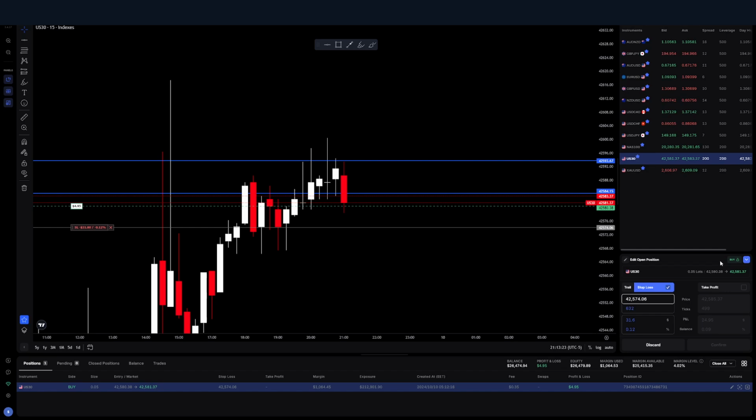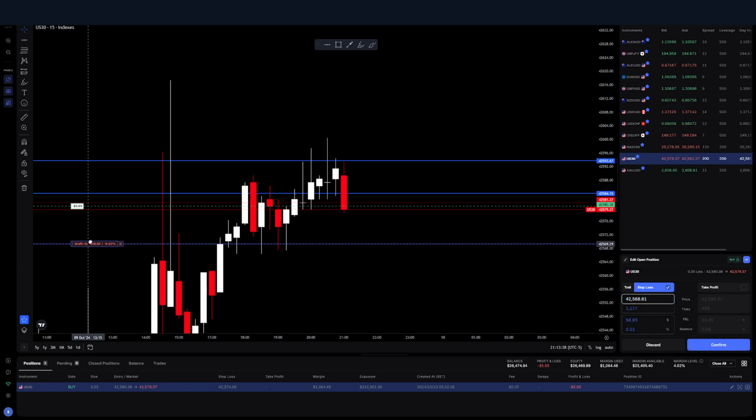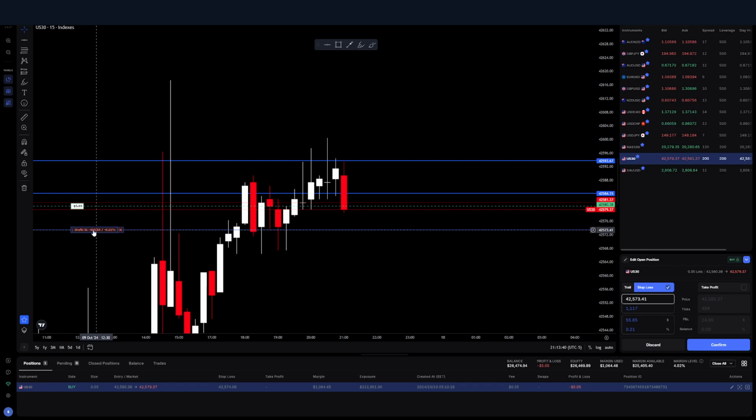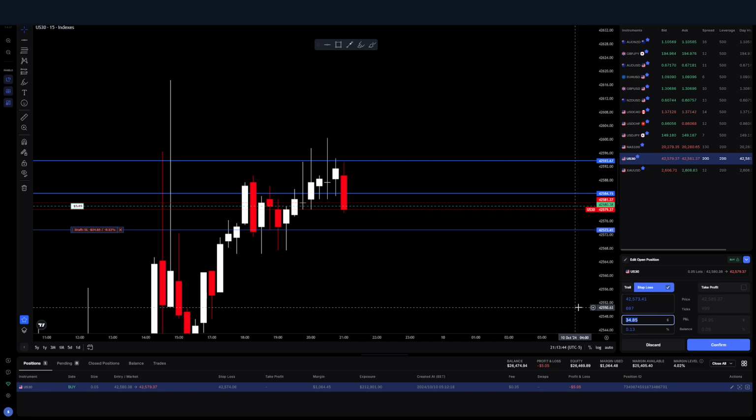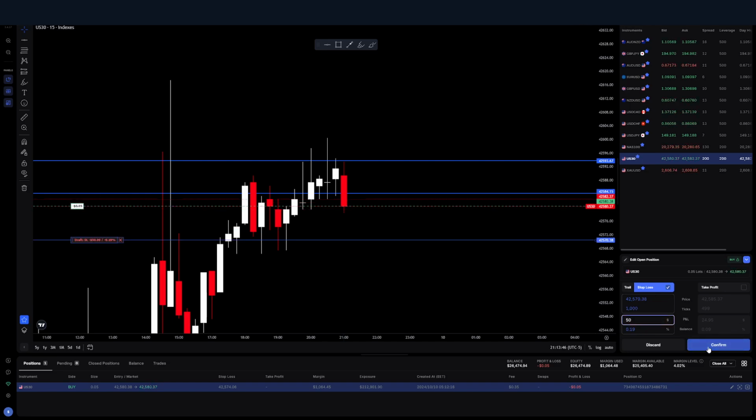I have my stop loss here in Tradelocker. It tells me the price my stop loss is at. In this case, it's 42,574. It's showing me it's 0.12%, $31. I don't have to click this and adjust it, but as you can see, as I am adjusting it, it's changing everything here in my position details. So if I want to say, okay, I'm looking to risk $50.